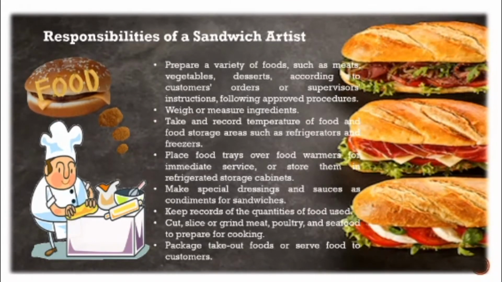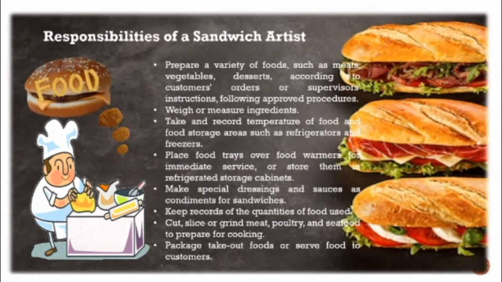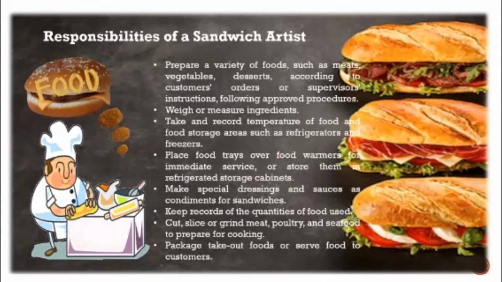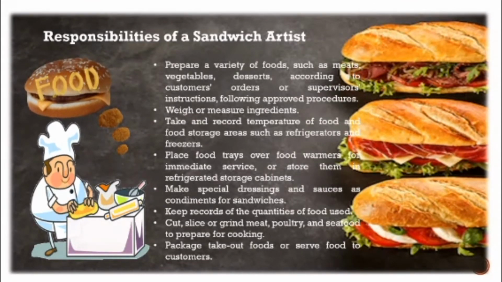Next, take and record the temperature of food and food storage areas such as refrigerators and freezers to avoid food spoilage, and also perform the first in, first out or FIFO system. Next, place food trays over food warmers for immediate service or store them in refrigerated storage cabinets to avoid cross-contamination and food contamination as well.